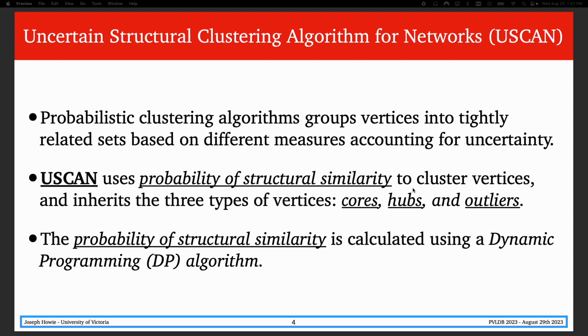In the original SCAN paper, they have this idea of structural similarity, and this has evolved through many papers, and the measures they use differ from time to time, but the one that USCAN picks up is Jaccard similarity, and then they define the probability of structural similarity based off of that Jaccard similarity. This calculation is the bottleneck of the whole process. USCAN is able to show that this can be done in quadratic time using a dynamic programming algorithm, but we're going to find that is not going to be sufficiently fast for large graphs, and we're going to introduce our approximation, which is only going to take linear time.